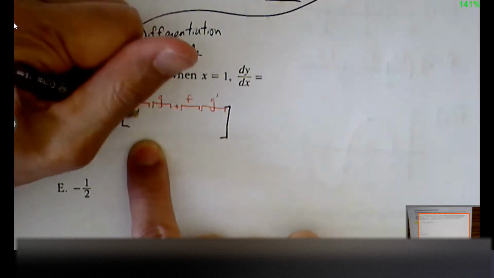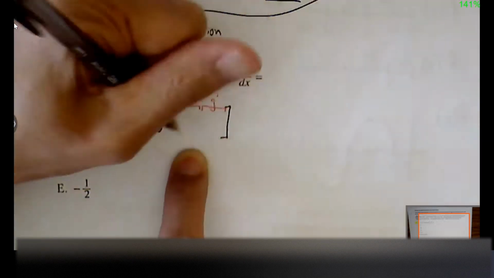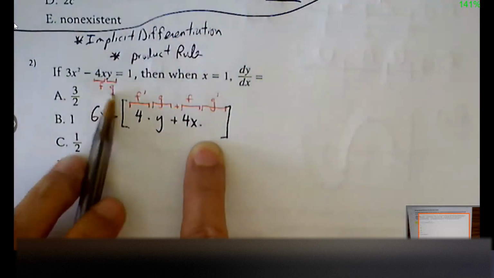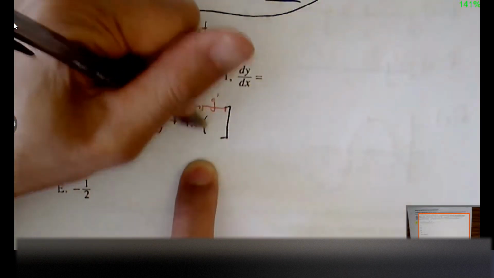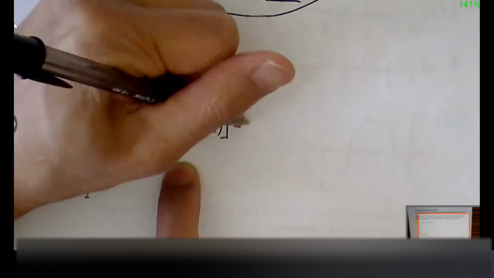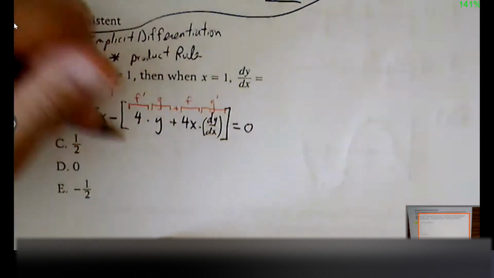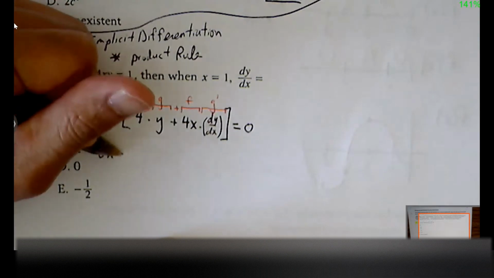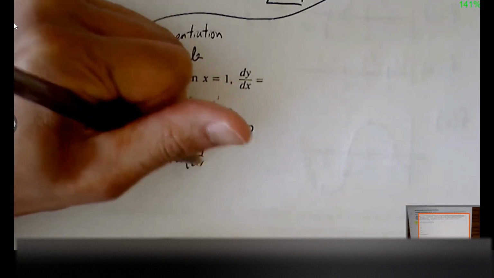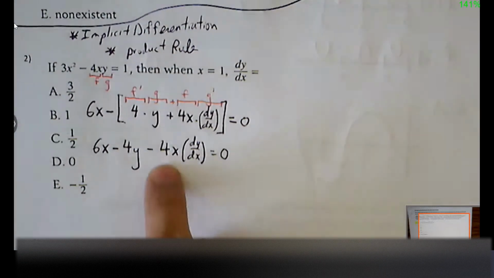Okay, 4x becomes 4. Y stays, it's the original g function, back to f, and then g prime. Y's derivative is 1, dy/dx. And then equals 0. Distribute the negative through, clean up, see if we can get it down to a numeric value. All right, so we want to get it down to a numeric value.